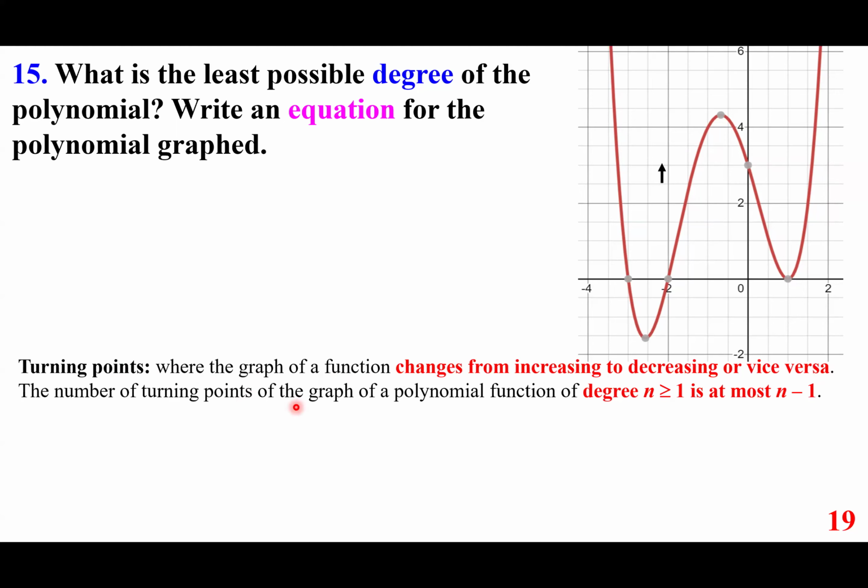The number of turning points of a graph of a polynomial function of degree n larger than or equal to 1 is at most n minus 1. So right here, I hope you recognize this. Therefore, 1, 2, 3. This must be one more, so it has to be 4.